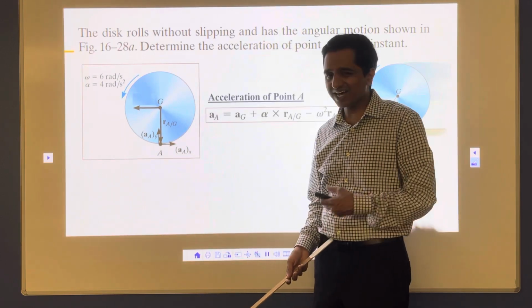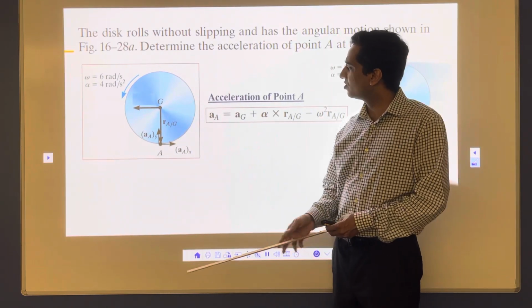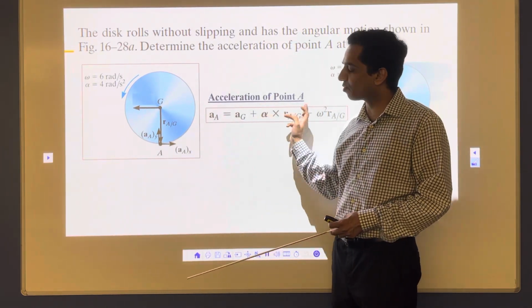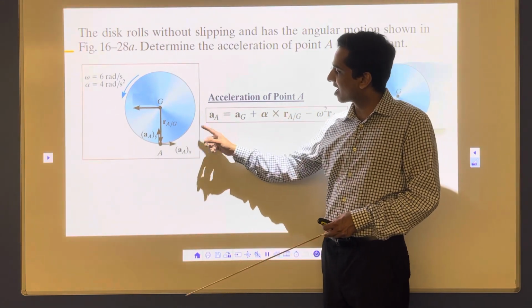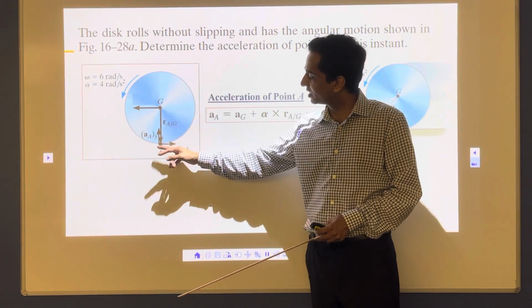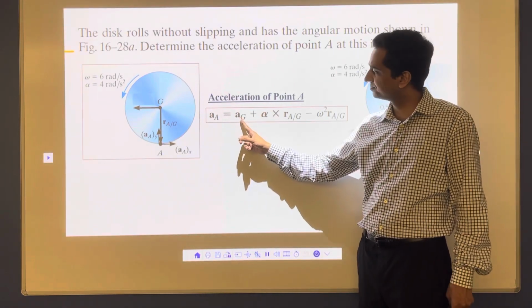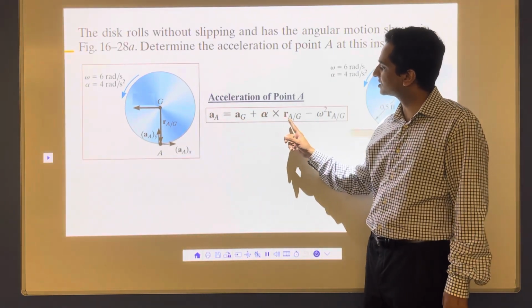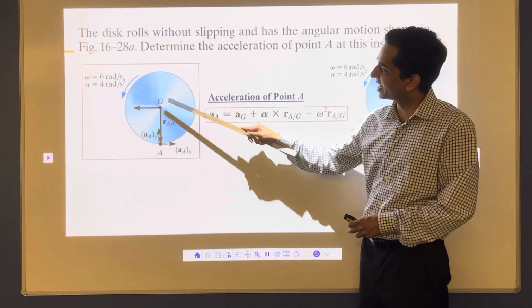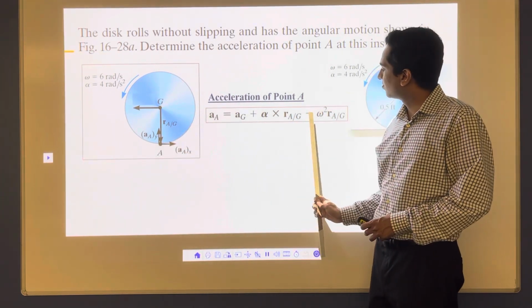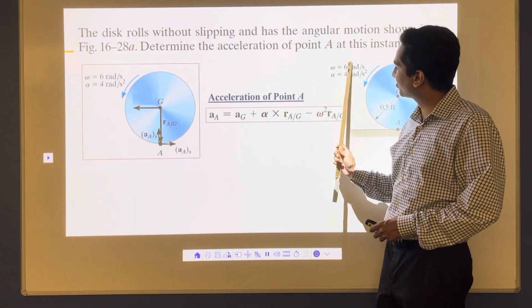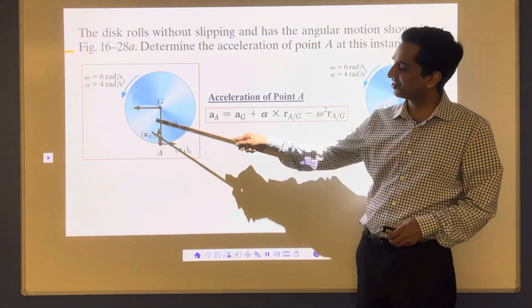To do that, there are other ways, but here we are going to use this equation, the acceleration of point A that we derived before. I have 2 points here, point G and point A. So acceleration of point A is given as a_G plus alpha cross r_A/G, that's my distance here, minus omega square r_A/G, omega is 6.